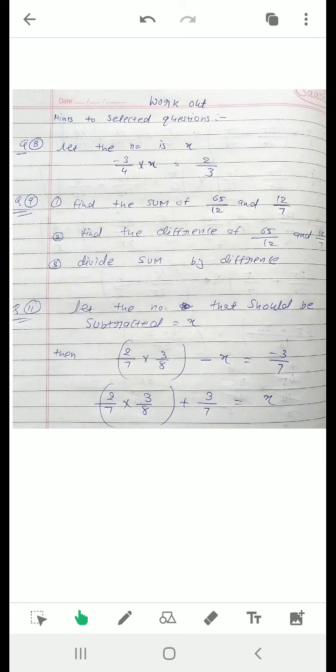Follow these steps. First step, find the sum, you have to add. Second step, find the difference of the rational numbers, you subtract. And the third is divide the sum by the difference. That means whatever sum you got, you have to divide it by the difference. Sum divided by difference. Write it properly.